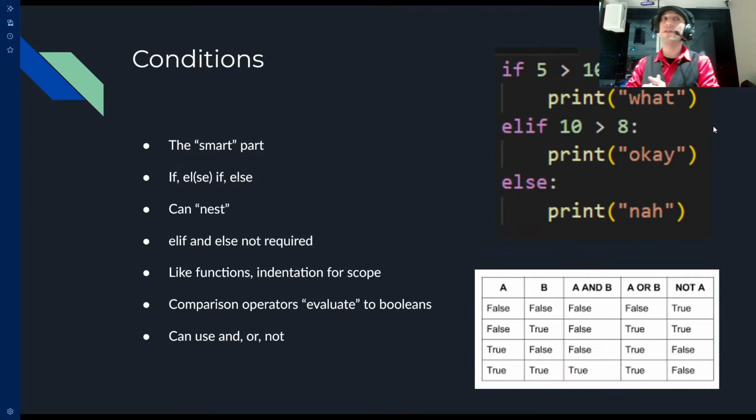Additionally, you have conjunctions. You can use and, you can use or. You can also use not, all right? And that way you can manage your Booleans more effectively. So true and false is false. True and true is true. True or false is true. False or false is false. You could just reference this table.